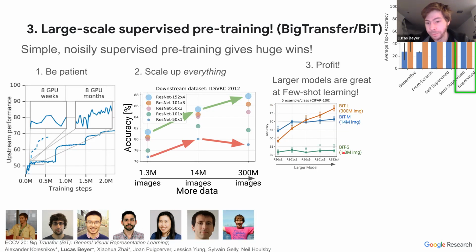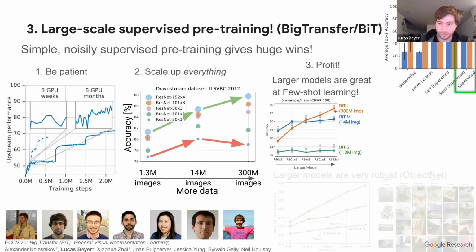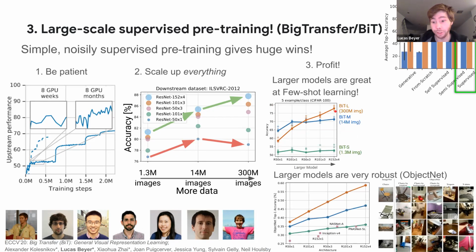So the green is with the 1 million images. It doesn't matter how large your model is, you're always performing more or less the same. The blue one is 10 times more images, but the interesting one is the orange one, which is again 10 or 20 times more images. And there you can very clearly see the larger the model, the better you get, even in few shot. And you also get much more robust models.